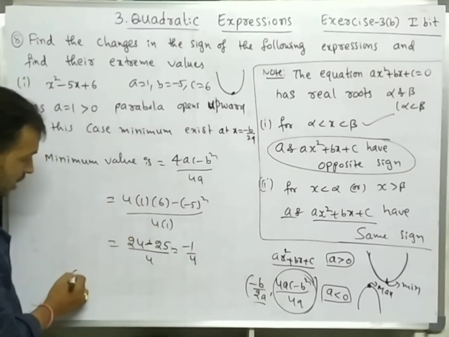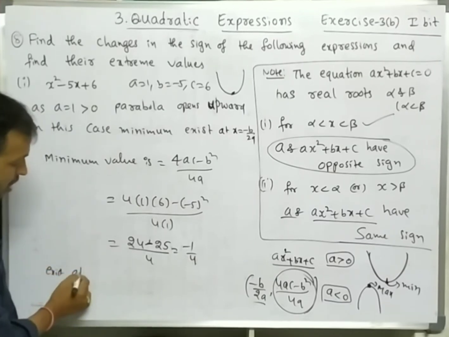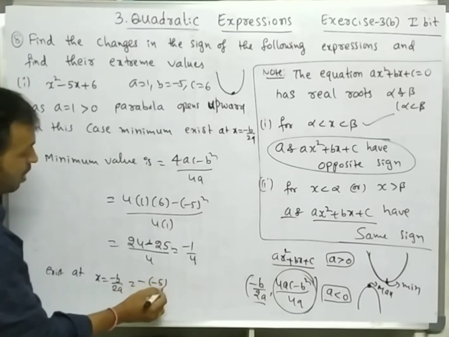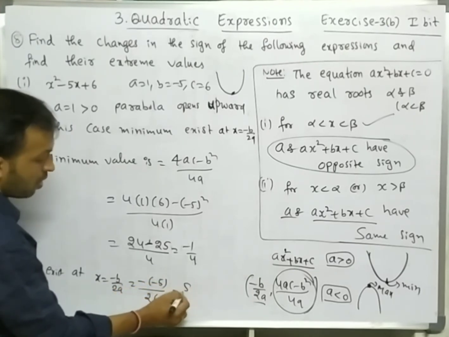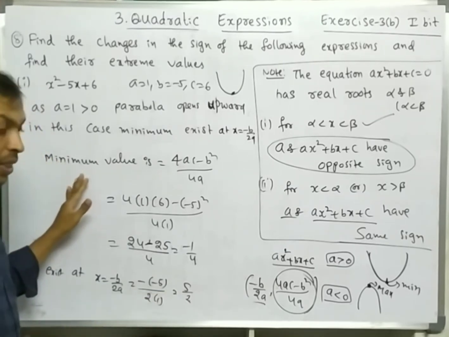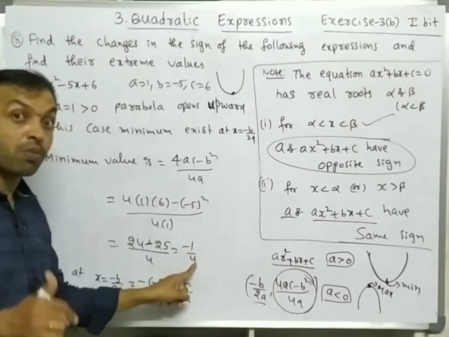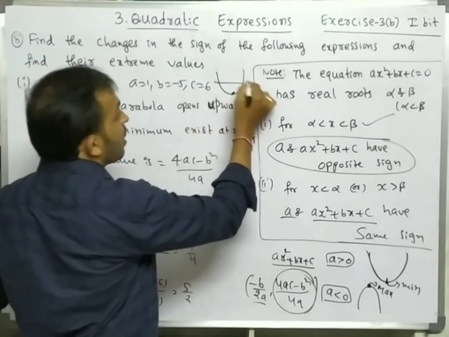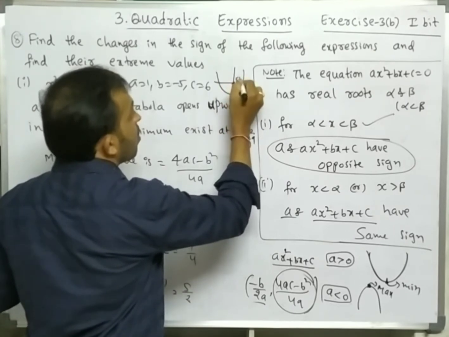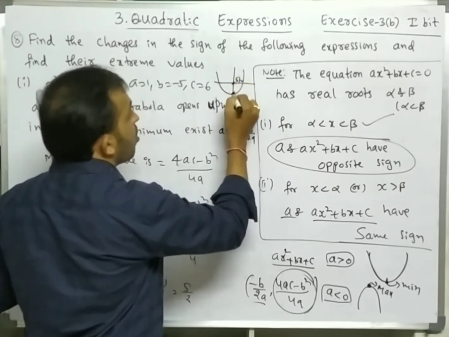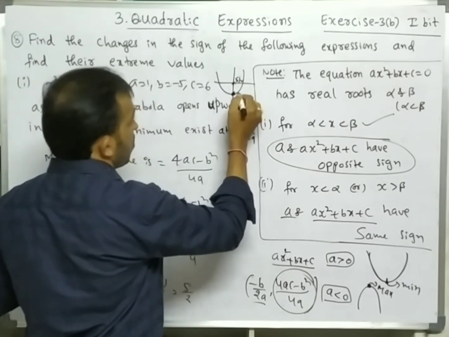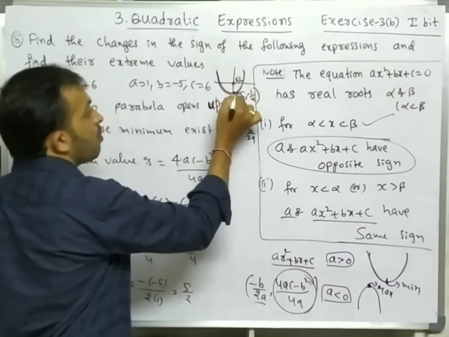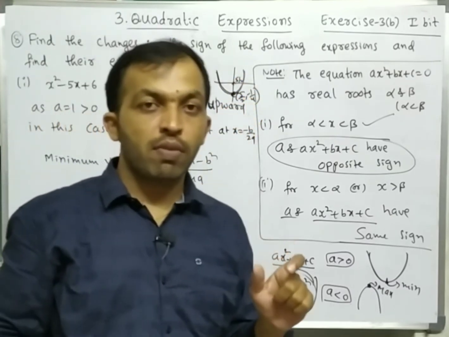Where it exists: at x equal to minus b by 2a, that means 5 by 2. So the minimum value is minus 1 by 4, and it exists at 5 by 2. That means 5 by 2 comma minus 1 by 4. So this is the minimum point. The minimum point is 5 by 2 comma minus 1 by 4.